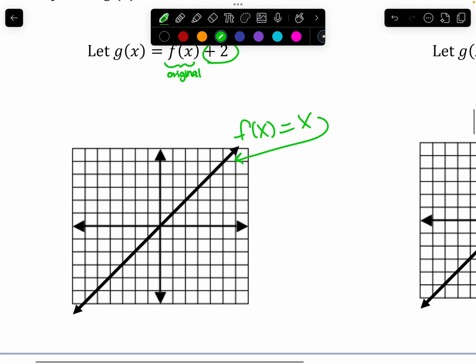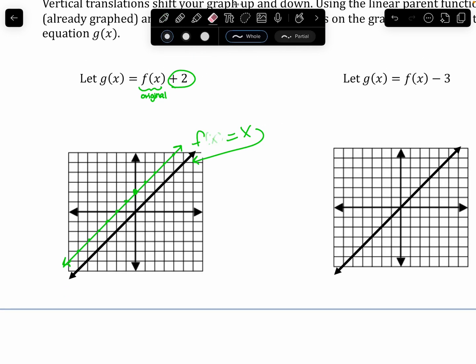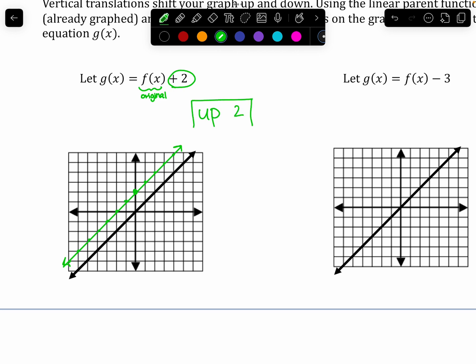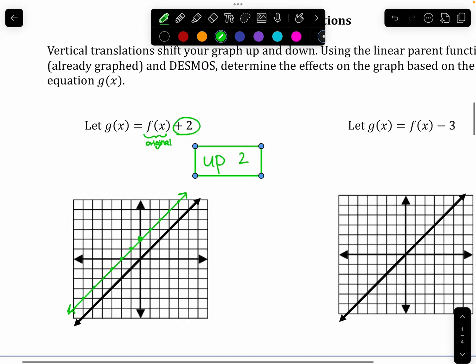So if we go back here, what's happening is we have a graph that is 2 units above our original. Okay, here we've got our new graph, and it is up 2 units. So when it says determine the effects on the graph, you will say that your graph has shifted up 2. That's what I want, up 2.